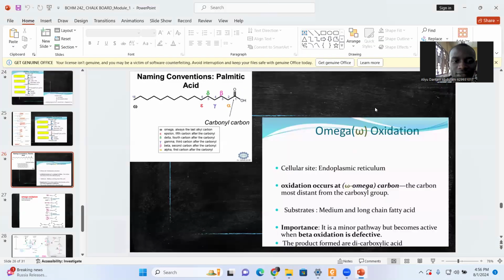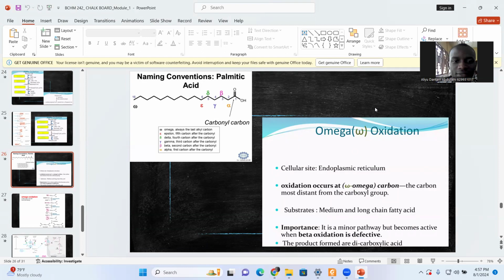Okay. Now, we've not talked about the omega oxidation. Talk about that and then we'll go to the regulation. I think then we'll call it a day. So omega oxidation, the cellular site for omega oxidation is the endoplasmic reticulum. Beta oxidation, mitochondria; alpha oxidation, peroxisomes; omega oxidation, cellular site is endoplasmic reticulum, ER.